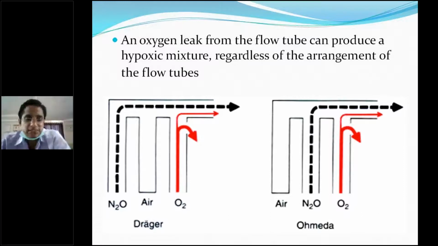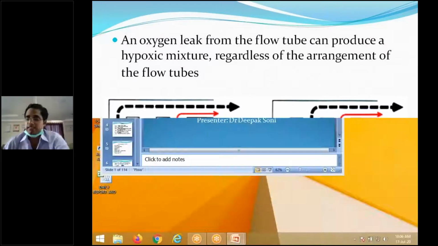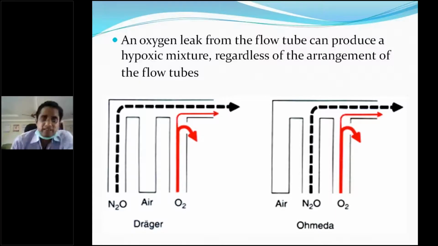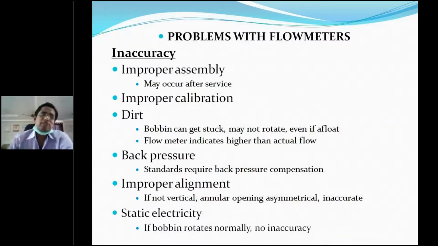We have two types of companies. One is Draeger and one is Datex Ohmeda. Draeger uses this nitrous oxide, air and oxygen format, and Ohmeda uses air, nitrous oxide and oxygen. In both the companies, you can see that oxygen is last, going to the flow meter. So we have some problems with the flow meters. One is inaccuracy, improper calibration, dirt in the flow meter, back pressures, improper alignment, and there will be formation of static electricity.